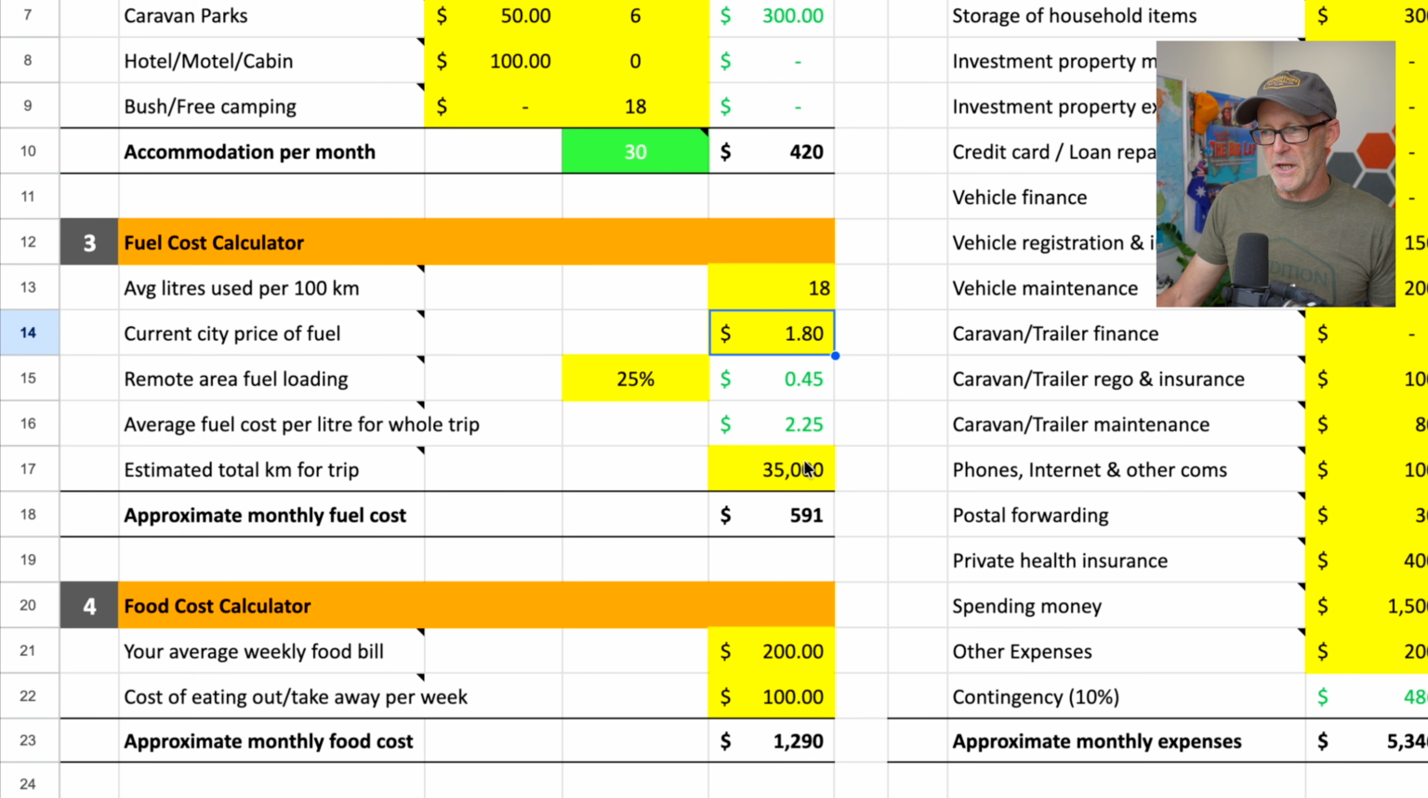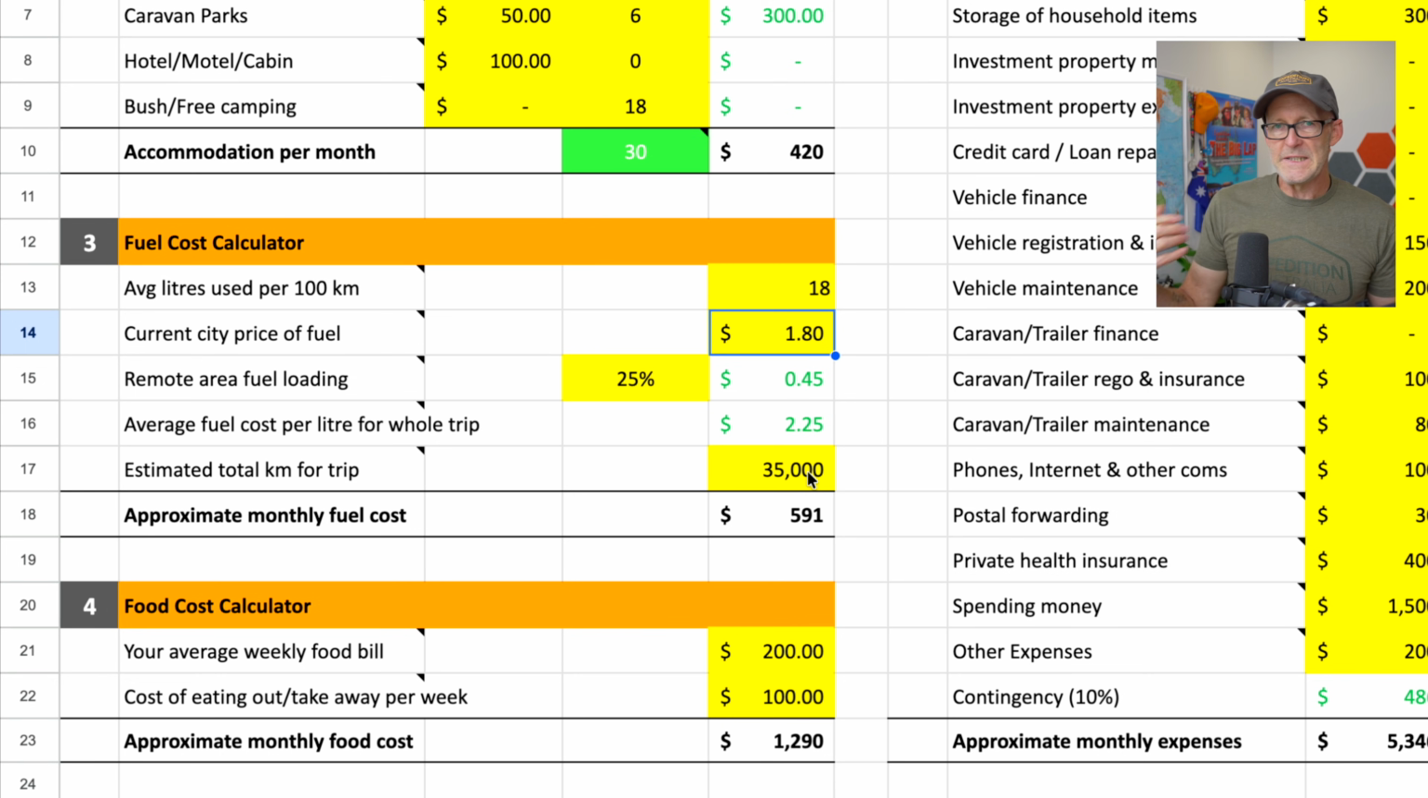Now you put in the estimated total number of kilometres for the trip. I've started at 35,000. If you drove just around Highway 1 around the whole country, you do about 15,000. So it's actually a lot less than what I've got here. But nobody does that. Everybody zigzags and diverts and detours and all that sort of thing. So, I mean, we did 46,500 on our trip. Most people do at least 30 to 40,000.